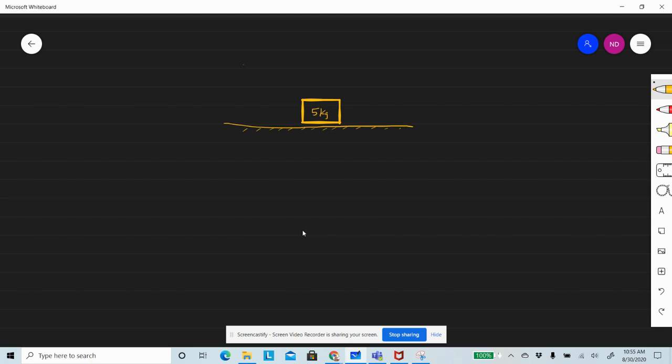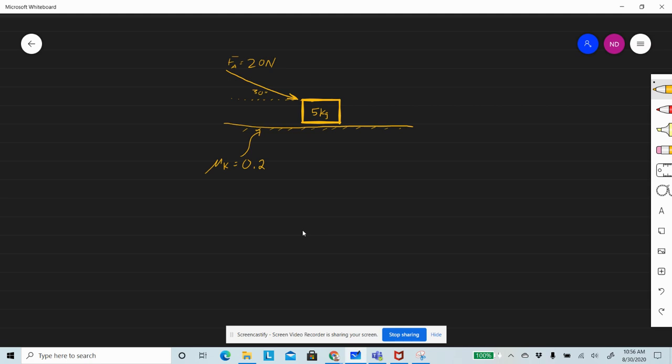So there's a force acting on it. It's being pushed this way, and that's 30 degrees relative to the horizontal. That's our applied force, which is 20 newtons. And we know that the coefficient of kinetic friction is 0.2. Is that all we know? That's all we know.